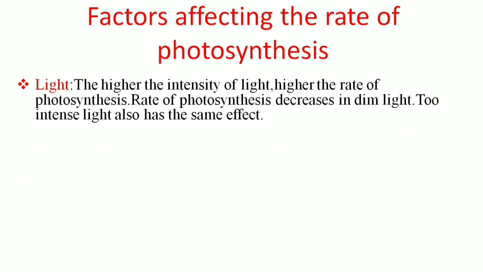Light. It is the most important factor for photosynthesis. The rate of photosynthesis varies according to the intensity of light. If the intensity of light is more, the rate of photosynthesis also increases. But if the light intensity is very high, then the rate of photosynthesis will decrease. And in case of dim light, the rate of photosynthesis will decrease.